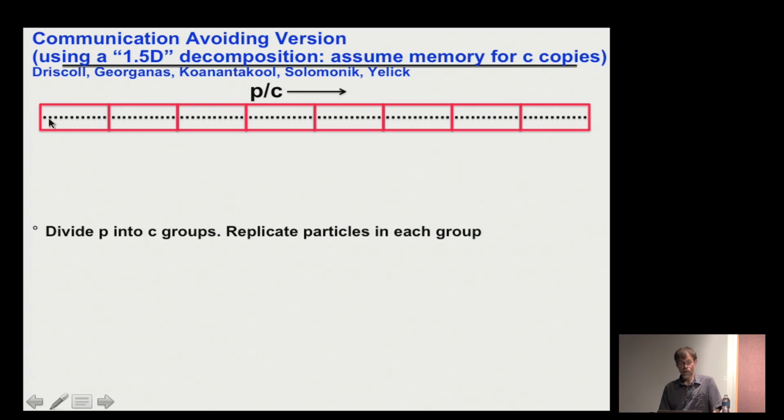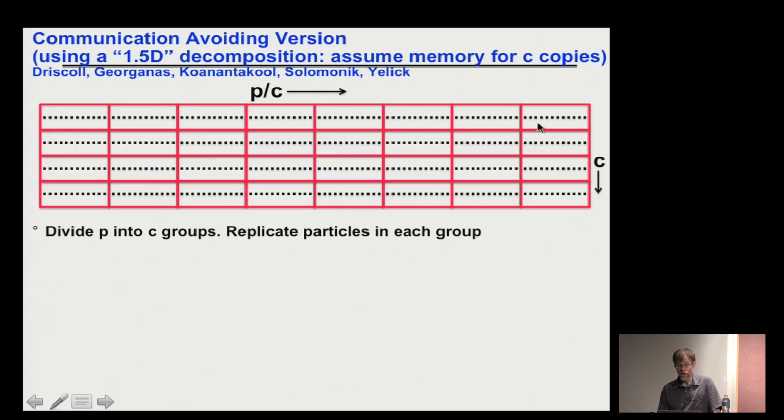So let me assume that all my n particles are originally laid out on p over c processors. So that means how many particles are on each? It's n over p times c. So I'm using all the available memory. So now what I'm going to do is replicate it. So in this case, c equals 4. So I'm going to divide the processors into 4 groups, and I'm going to replicate these copies of the particles on each layer. So now each layer owns a copy of all the particles.